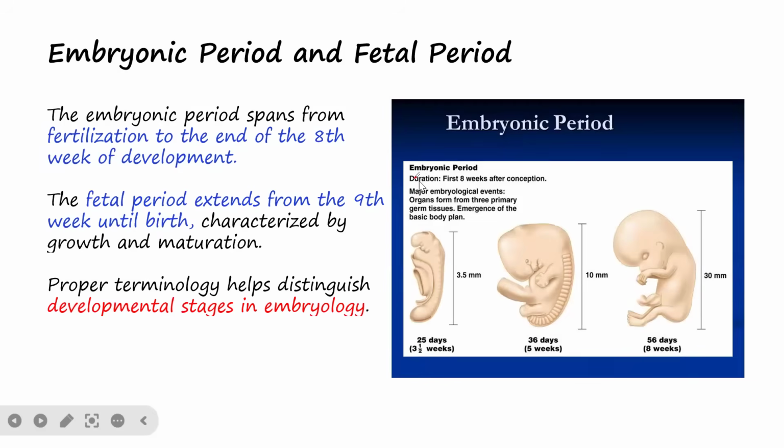So this is the embryonic period, which starts from the first week after conception. The major embryological event involves organs formed from three primary germ tissues, and the emergence of the basic body plan. So the embryonic period is the period where the different organs are formed from the three primary germ layers: ectoderm, mesoderm, and endoderm.